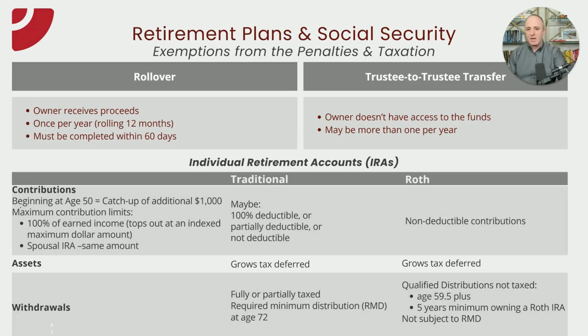Now, one thing to note here, it talks about rollovers. In a rollover situation, the owner receives the money and then forwards it to a provider. You can only do one of those a year, and it has to be completed within 60 days of receiving the funds. If the owner never receives it, it's called a trustee to trustee transfer, and there's no limit to how many of those that you can do per year.